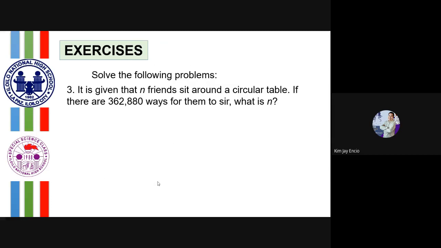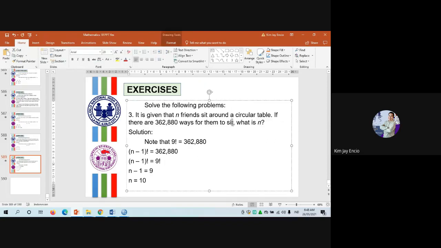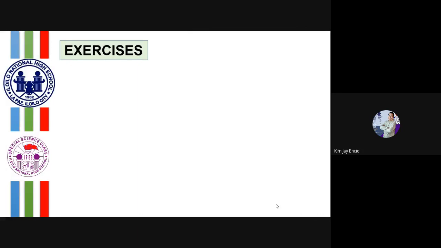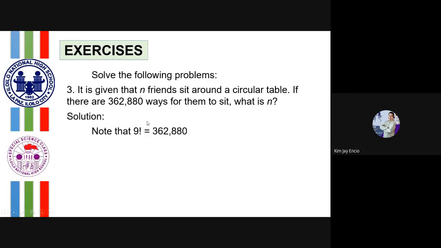And one more for today. It is given that n friends sit around a circular table. If there are 362,880 ways for them to sit, what is n? So this time we will do the reverse. We know that 9 factorial is 362,880.